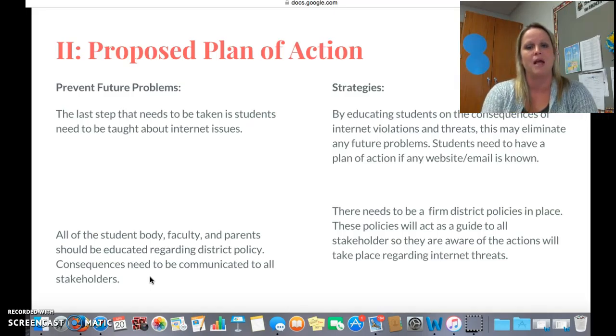That is key. There needs to be a firm, like I said, district policy in place where all stakeholders know the actions and consequences of violations.